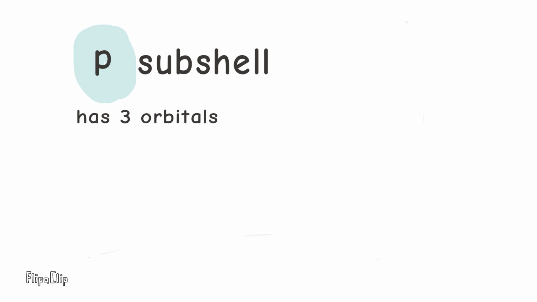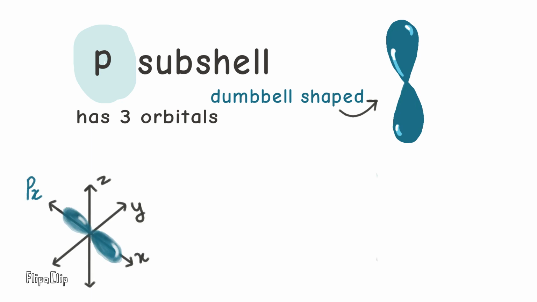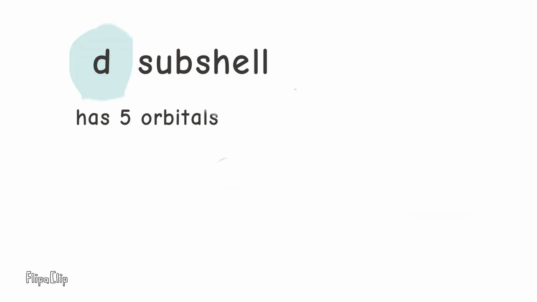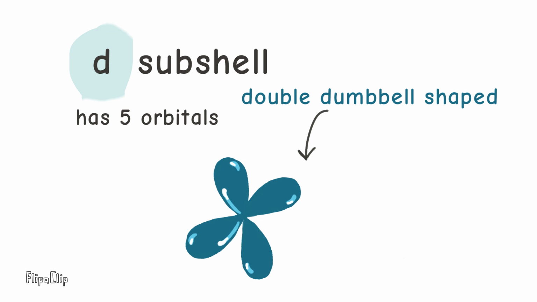The p subshell is dumbbell shaped and has 3 orbitals, which means it can hold up to 6 electrons. The orbital oriented along the x-axis is the px orbital. Likewise, there are py and pz orbitals. The d subshell has a shape that looks something like 2 dumbbells being joined together, so we call them double dumbbell shaped. There are 5 orbitals, which may look pretty weird to you, but let's take a look anyway.